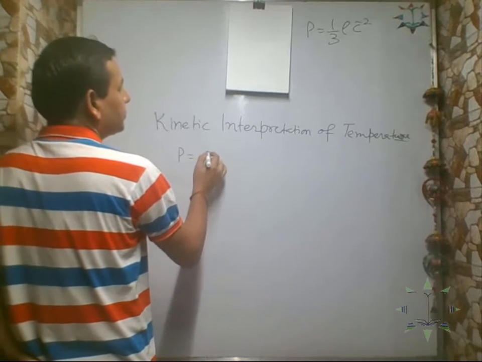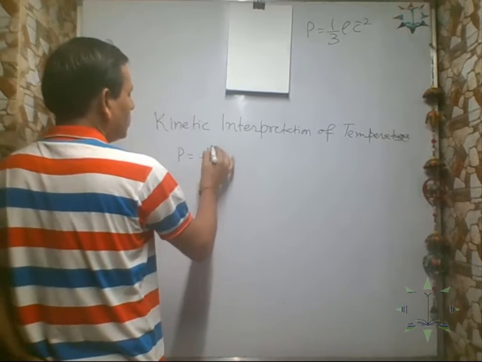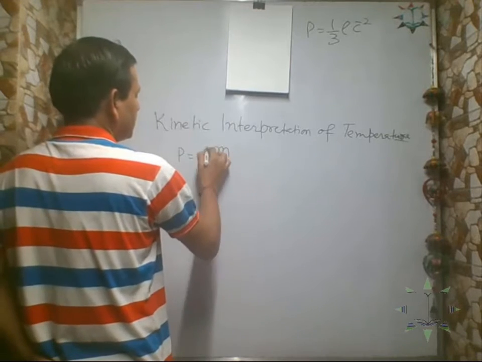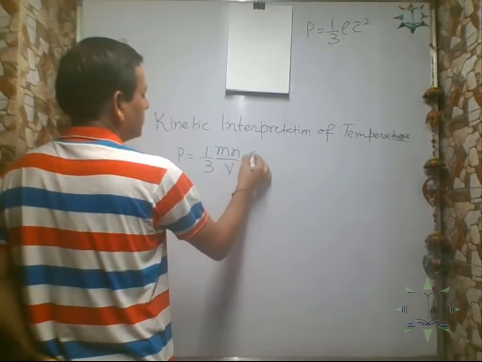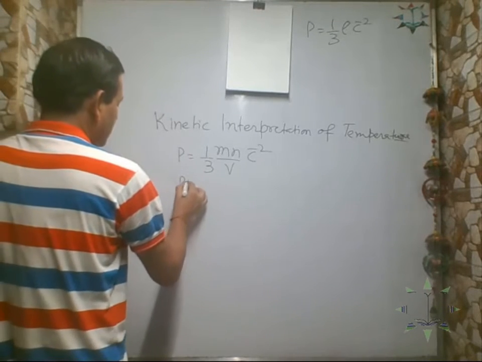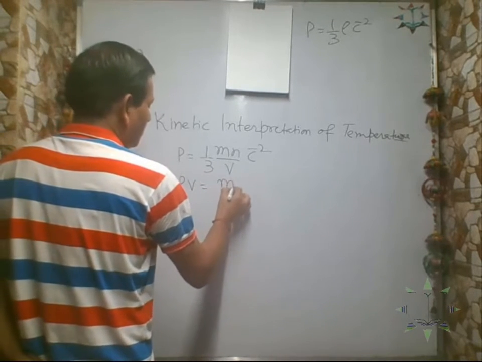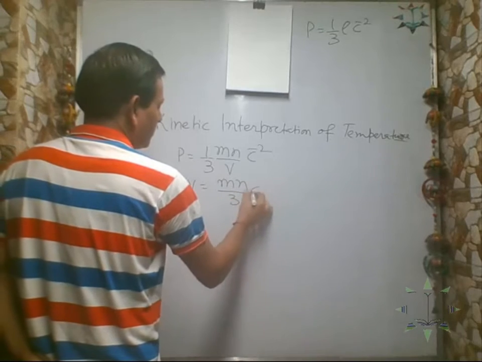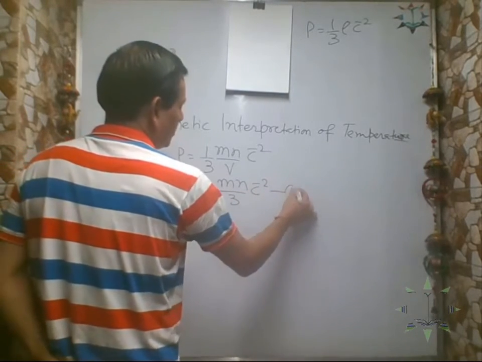P equal to 1 by 3 rho, what is rho? Mass per density, Mn by V, C bar square. Okay, so we say PV equal to Mn by 3, C bar square. This is from the kinetic theory of gas.